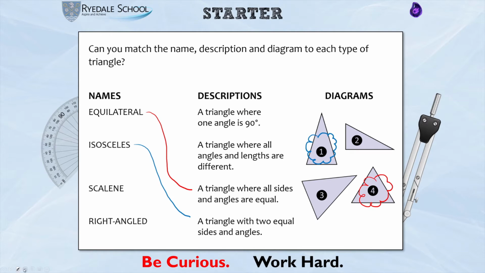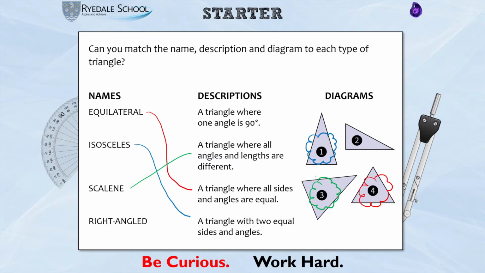The third type of triangle that I've written down is something called a scalene triangle. And this is the most irregular of all the triangles. So it's one where all the sides and all the angles are different. Okay, and that was triangle number 3.